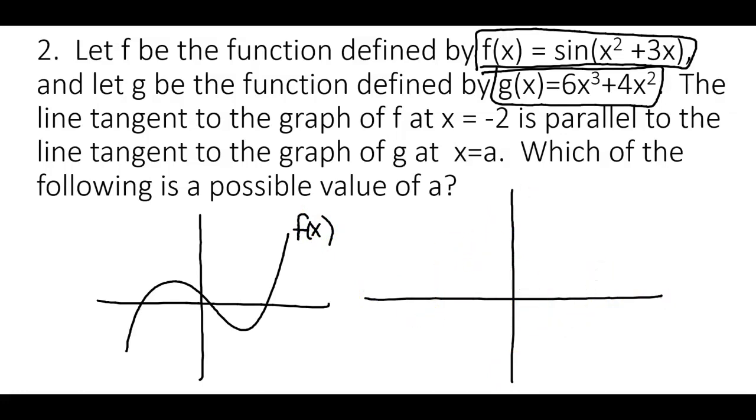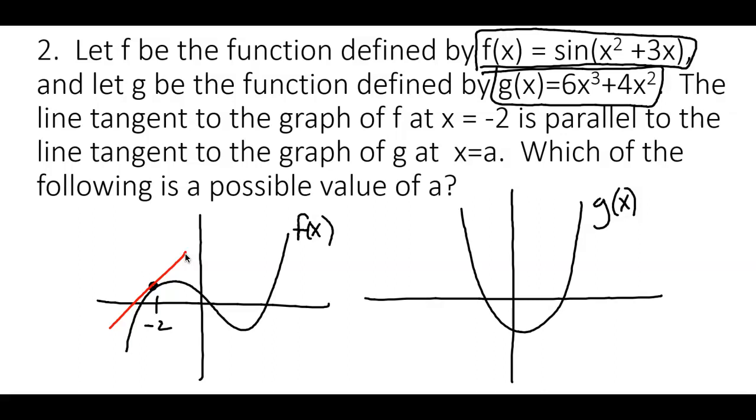Well, they kind of look the same. Maybe I should make them look a little bit different. Yeah, I'll make that g. Okay? So we have these two functions here, and it says at x equals negative 2, f has a tangent line there, which I'll go ahead and make a red one, right? So f has a tangent line at negative 2. Now it says that g has a tangent line that's parallel to this red tangent line.